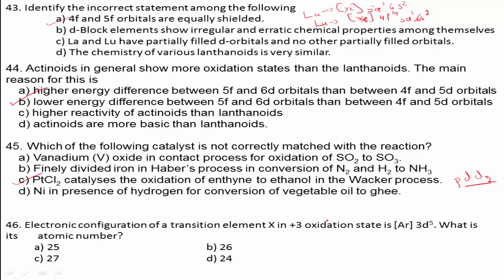Next question number 46. Electronic configuration of transition element X in +3 oxidation state is argon 3d5. What is its atomic number?